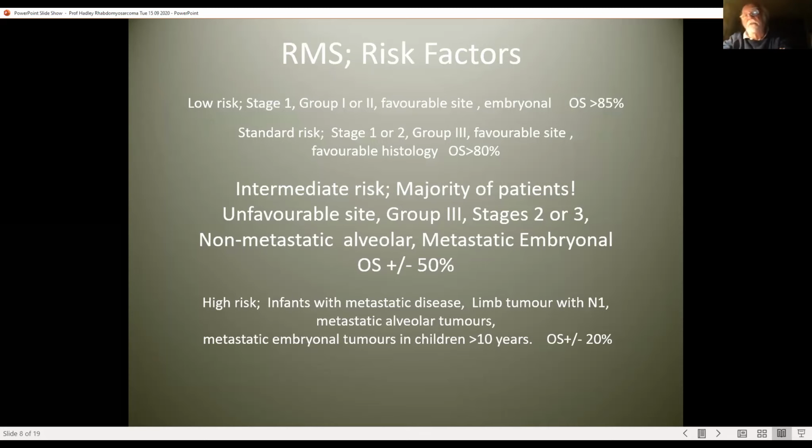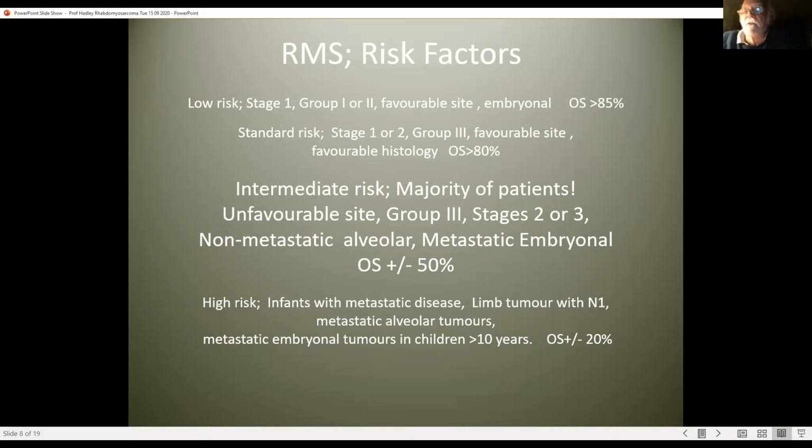And then we come to risk factors. Everybody is intermediate risk. Well, everybody that we see is intermediate risk. You do occasionally find a low risk, stage 1, easily resectable, group 1, completely resected tumor in a favorable site with embryonal histology, and the overall survival is 85%. But what that means is that still 15% of these patients are dying. So it's not just as straightforward as it would appear.